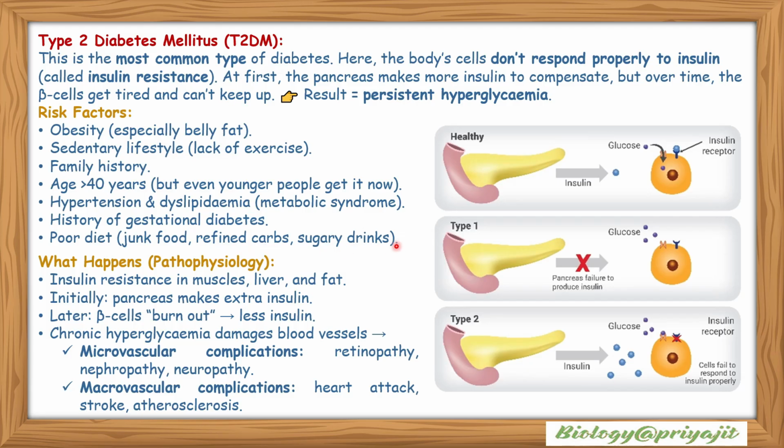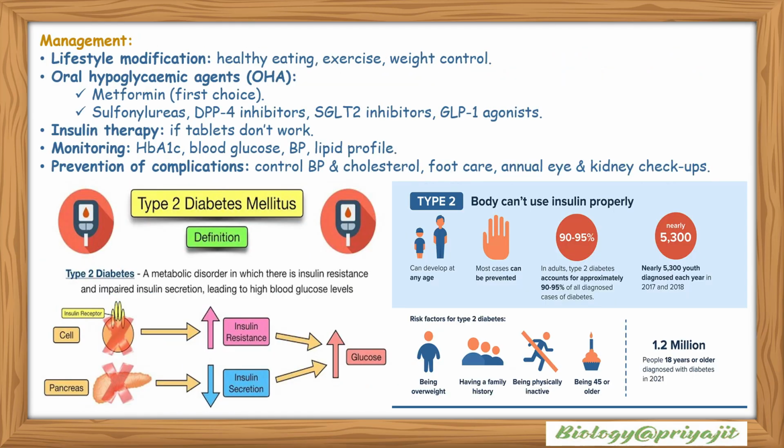What is the pathophysiology of type 2 diabetes? Insulin resistance in muscles, liver and fat. Initially the pancreas makes extra insulin, later the beta cells burn out, so less insulin will be produced, and chronic hyperglycemia damages blood vessels: microvascular complications like retinopathy, nephropathy and neuropathy, and macrovascular complications like heart attack, stroke and atherosclerosis.